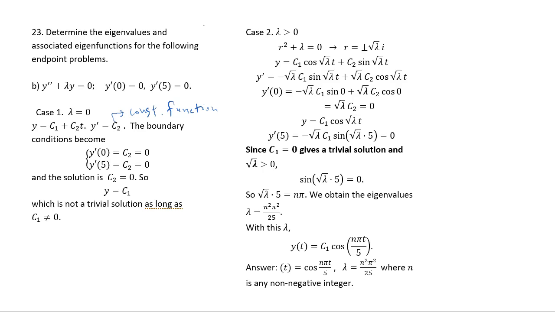And since c2 is 0 and c2 is 0, and you don't get any condition for c1, right? So you have this as a non-trivial solution as long as c1 is not 0. So non-trivial if c1 is not 0. Okay.